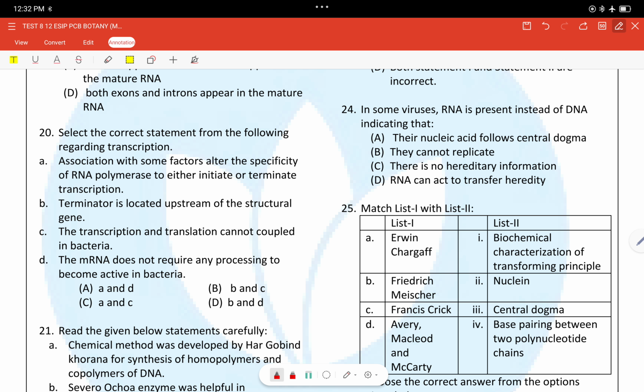Association with some factor alters the specificity of RNA polymerase to either initiate or terminate transcription. If we consider RNA polymerase, it catalyzes only the elongation process. For initiation and for termination, they require some factor, like rho factor is required for termination and sigma factor is required for initiation, which alter the specificity of RNA polymerase. So this statement is correct.